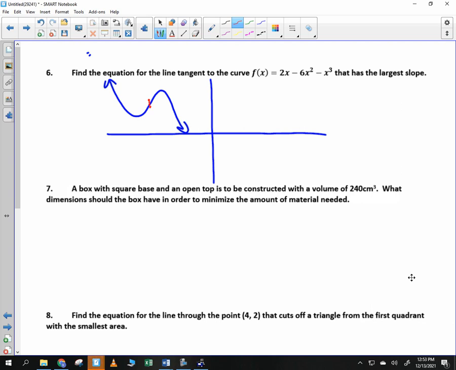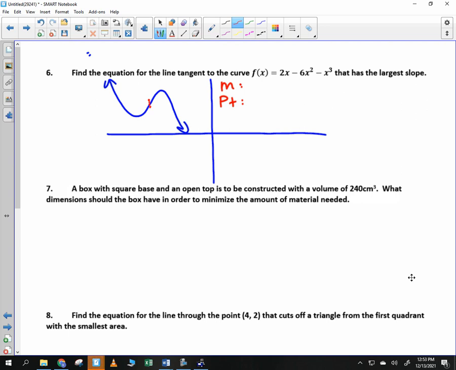So it says find the equation for the line tangent. Well, I know I need two things. Number one, I need slope, right? And number two, I need a point. Everybody agreed? So I want an equation for slope, and then I want to find inflection as well, okay?